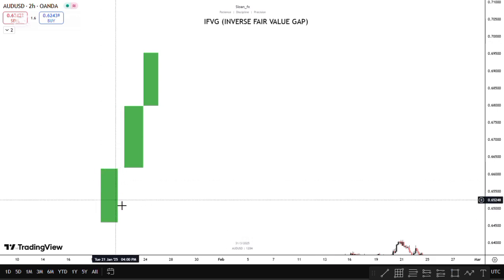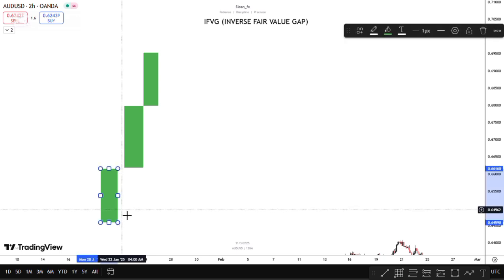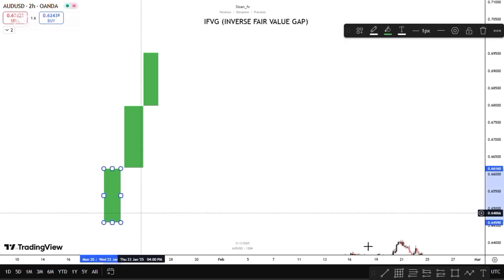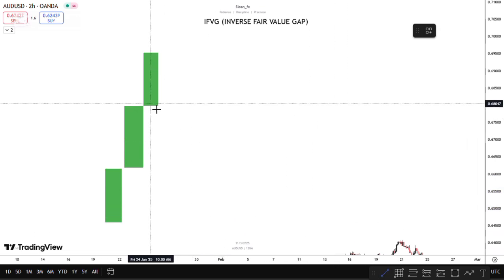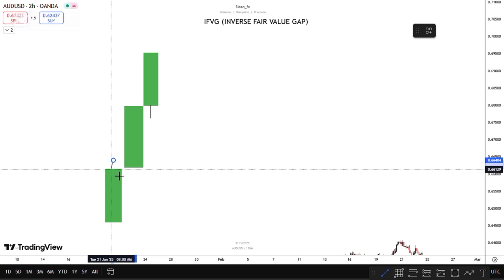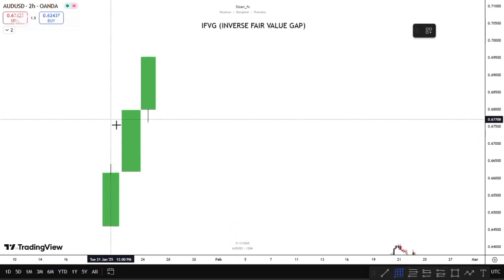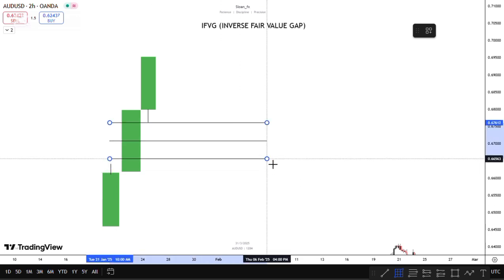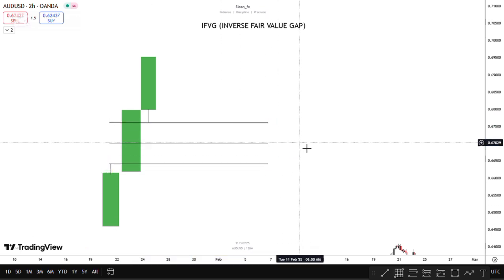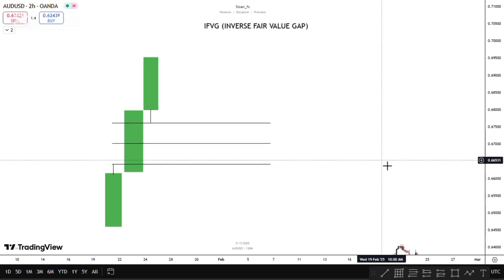And then right on top you now have the wicks. The wicks give us the appropriate fair value gap. So now this is our fair value gap, and this is the gap right here. I'm using a gem box. The box helps demarcate or separate the gap into two. Basically, you can get the 50%, the 100%, and the 0%.